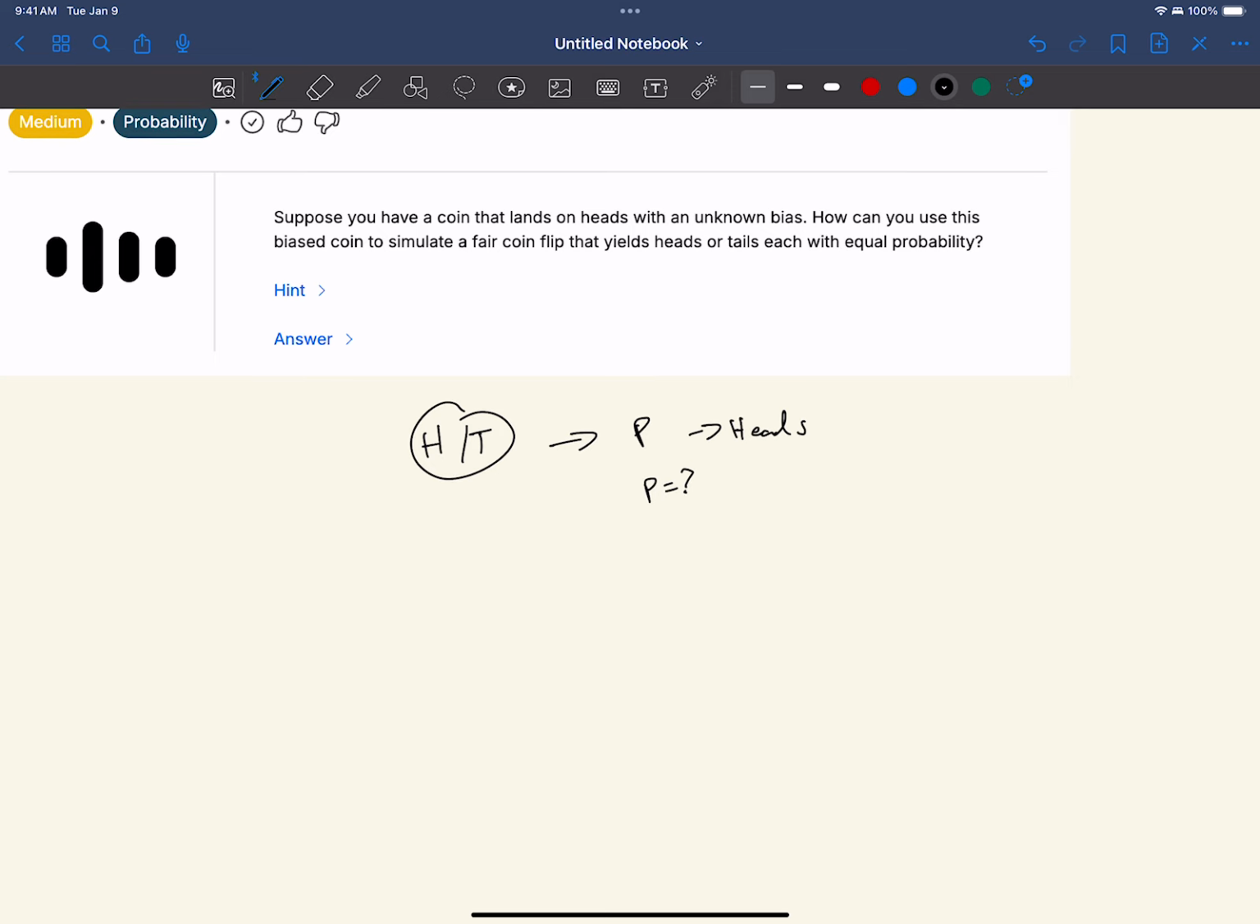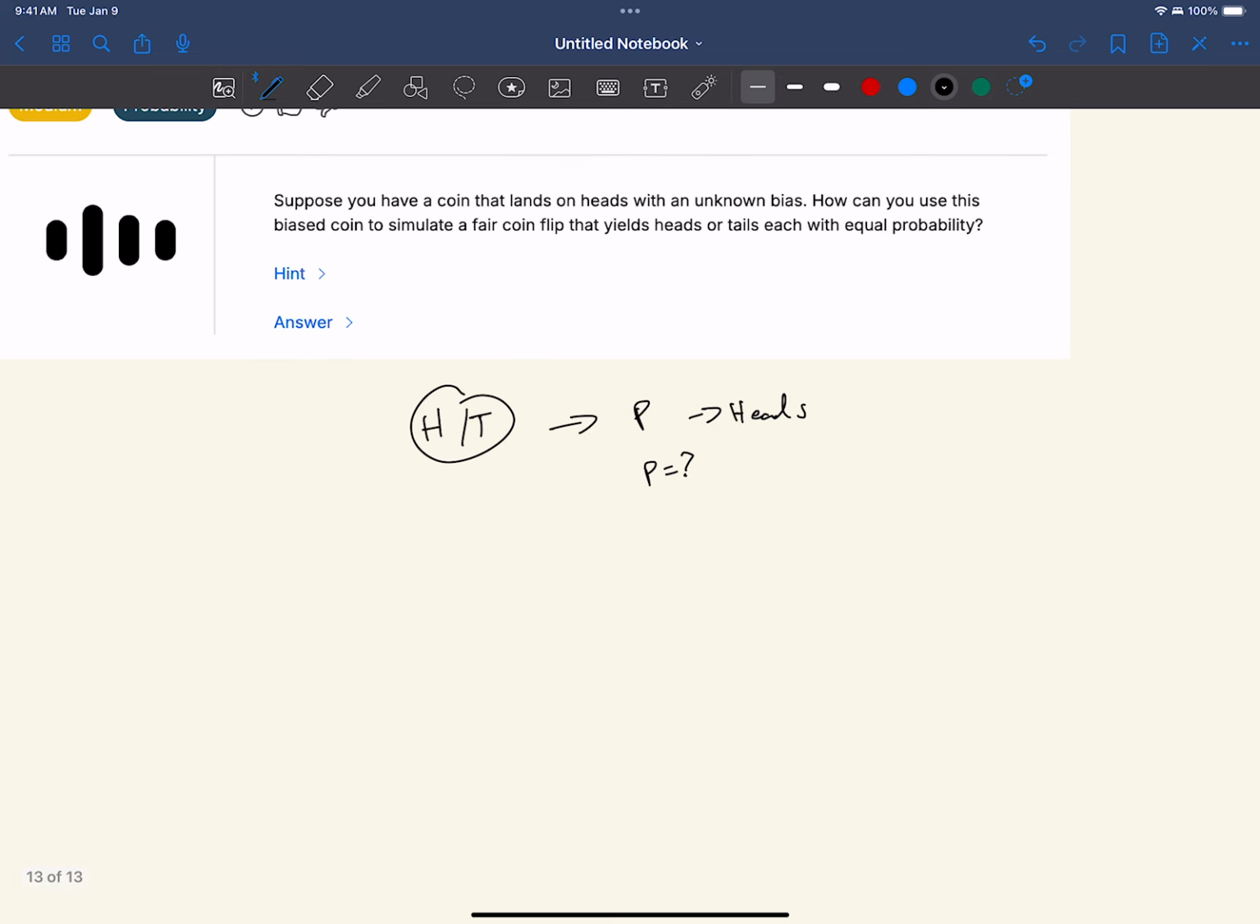Of course, with a normal coin, we have a 50% chance of getting heads and a 50% chance of getting tails. And so just flipping that normal coin can give us heads or tails with equal probability. But now we want to simulate a 50% scenario using this coin, which is not necessarily fair. And so we're only given one coin, right?